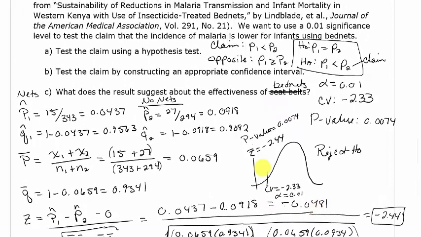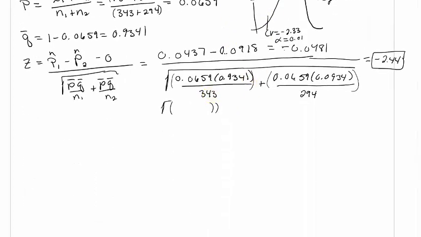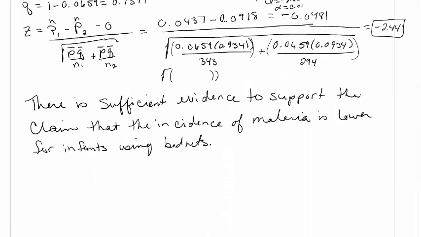So going back up to our null hypothesis, because now we need to write out our conclusion statement, we see that the claim is in the alternative hypothesis, and we are rejecting the null. Rejecting the null basically says, quote unquote, that we're accepting the alternative. So that means that there is sufficient evidence to support our claim. So here's our conclusion statement. There is sufficient evidence to support the claim that the incidence of malaria is lower for infants using bed nets.